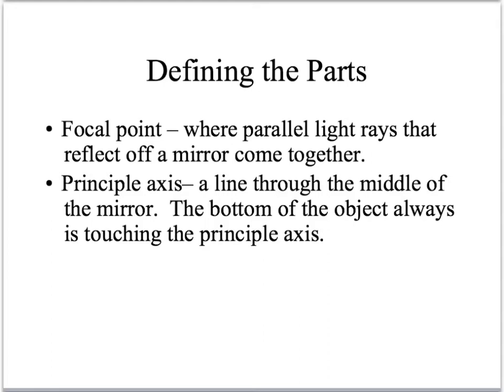We have a focal point where the light rays, when they bounce off of the mirror, come together. We have the principal axis, which is along the middle of the mirror. So you had the curve of the mirror, and you drew a line straight through the middle of it. That would be the principal axis.